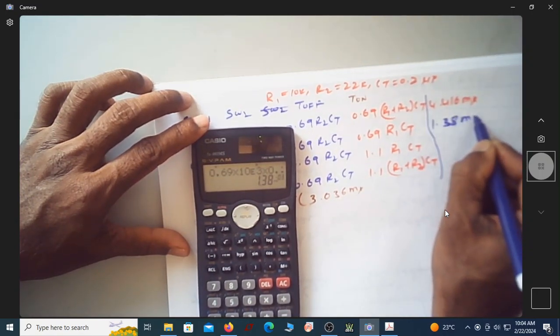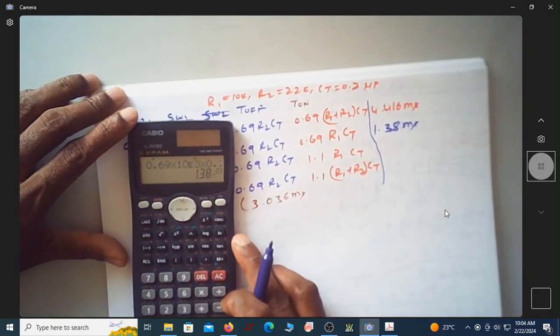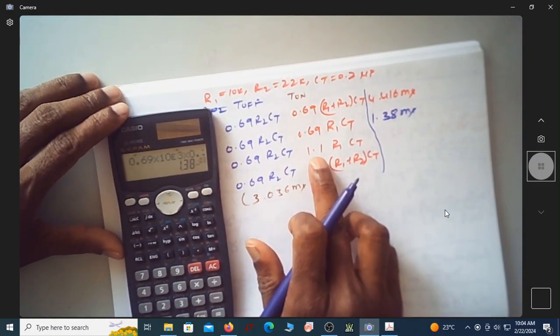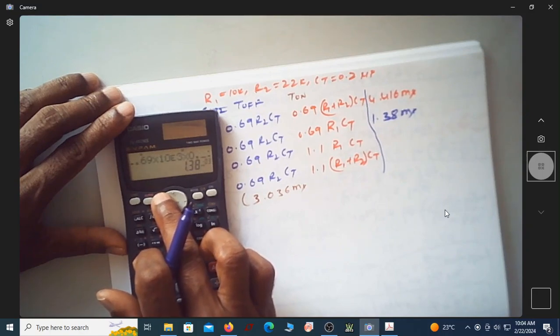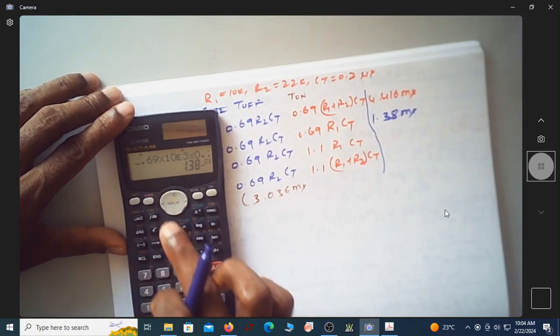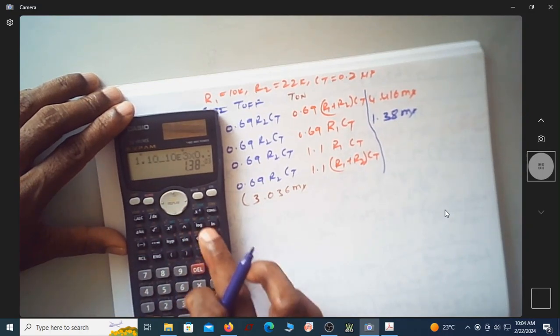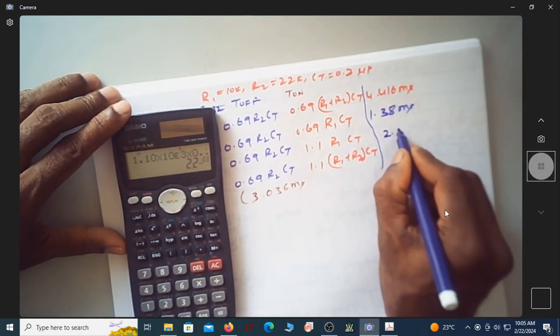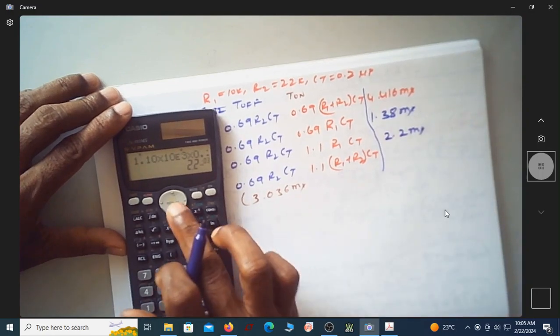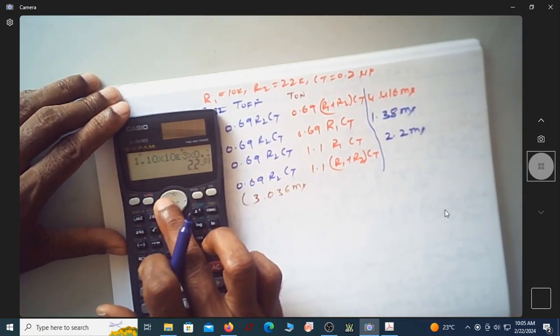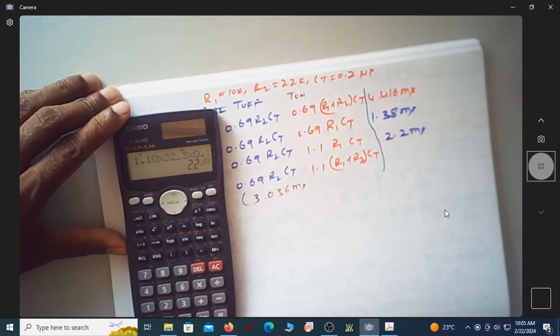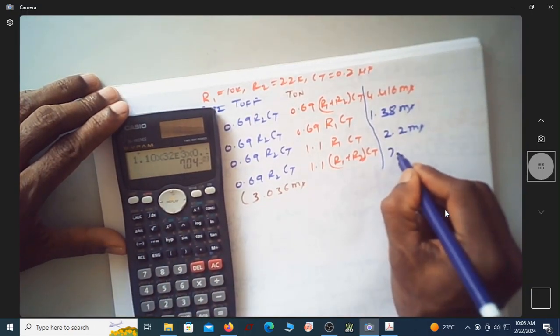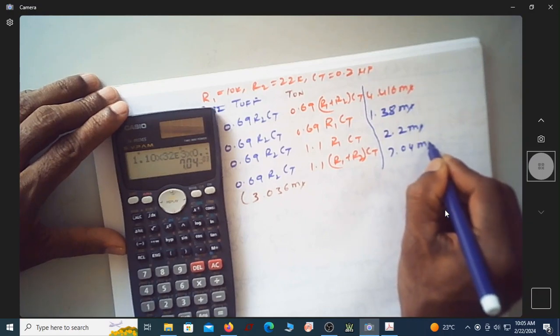1.38 millisecond. What is for this? Now it is 1.1. So it is 1.10. Okay, this is actually 2.2 millisecond. Now this is 1.1 into 32K. Let me make it 32. So is it not 7.04 millisecond?